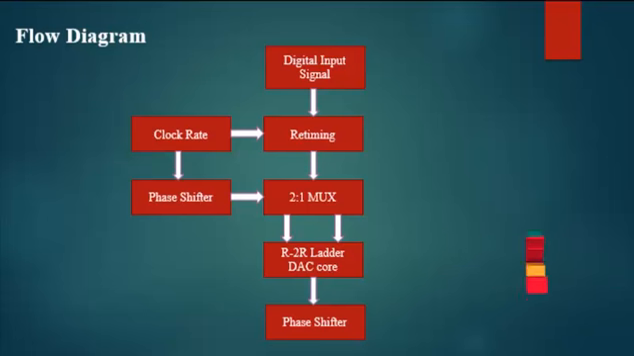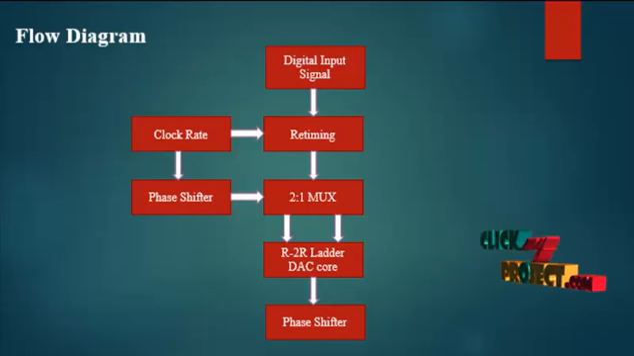Retiming is implemented using 12 different D flip-flops. In this D flip-flop the input will be the digital input and the selection logic will be the clock pulse. The output of the retiming D flip-flop is directly applied to the 2:1 multiplexing block. In this multiplexing the input will come from retiming and the selection logic will come from the output of the phase shifter. In this phase shifter the clock is applied to the input. The phase shift output will be directly applied to the 2:1 multiplexing circuit.